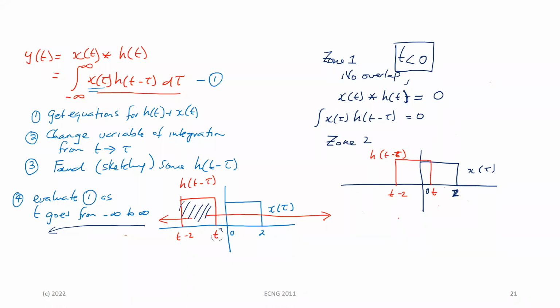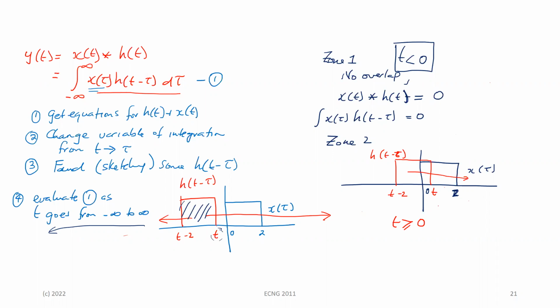So zone 2 now, look at what happens here. As t is greater than or equal to 0, this is sliding. Remember, this bit is sliding continuously, so imagine that in your mind. This is a continuous movement. It's not stop, start, stop, start. We are continuously moving h of t minus tau along the time axis.